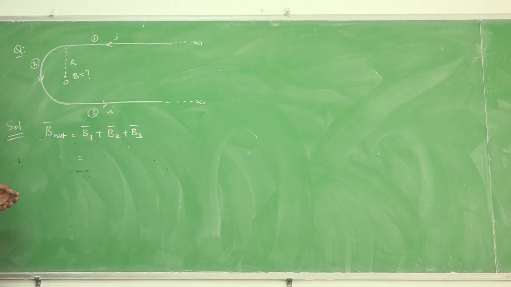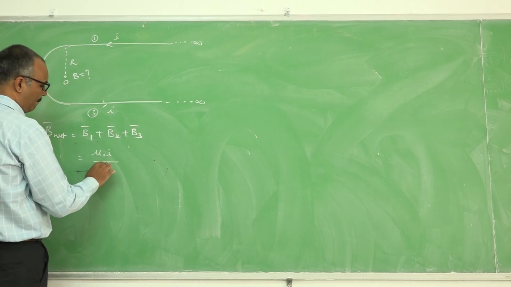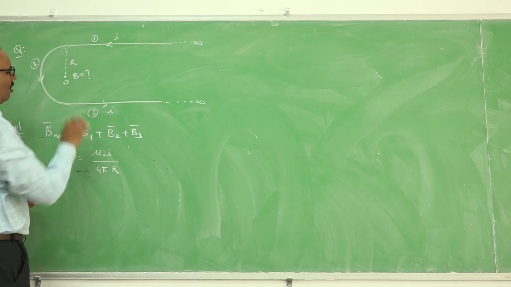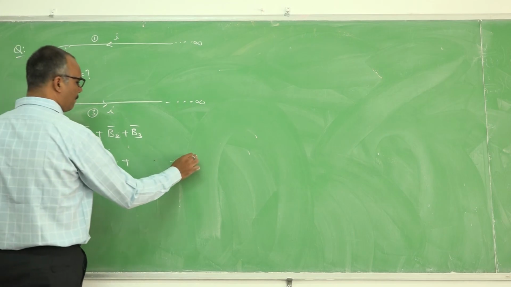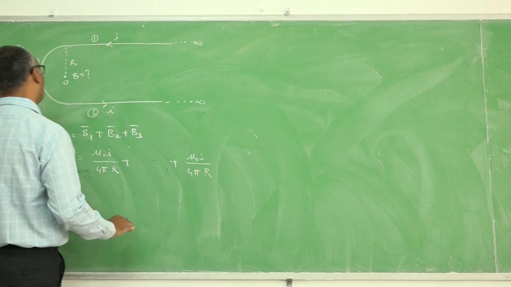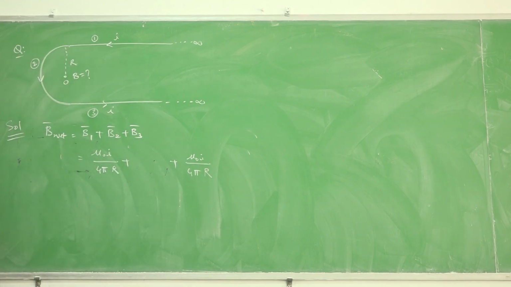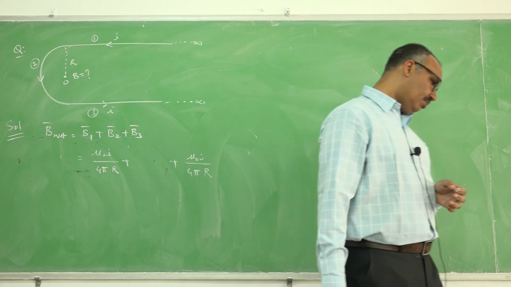Let us try. What is B1? B1 is mu naught I by 4 pi D. In the place of D, we have R. So B2 we don't know. B3 again mu naught I by 4 pi R. What about B2? Magnetic field due to semicircular wire. That we have to write here.